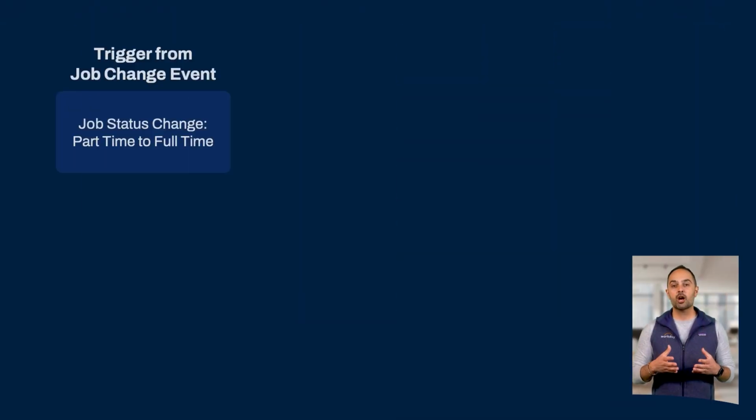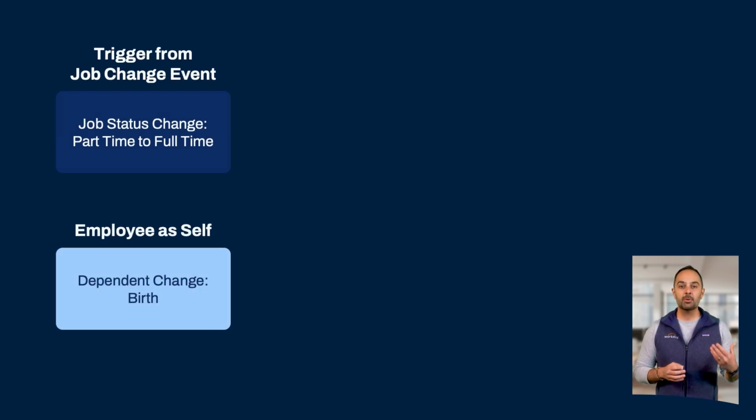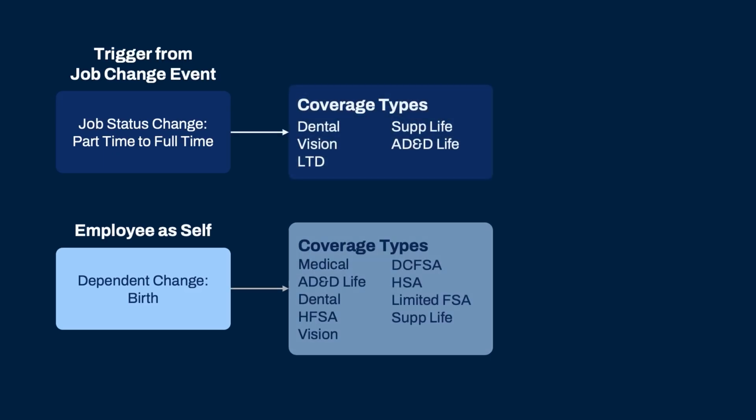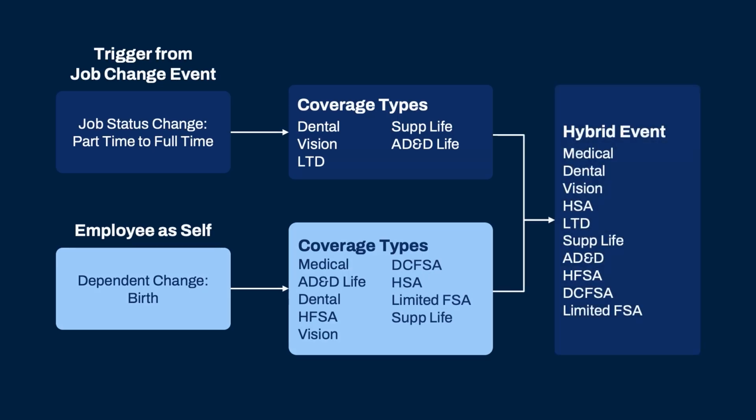In this example, a job change event initiates a benefit event. An employee gets a promotion from part-time to full-time employment. On the same day, the employee initiates a dependent change transaction because they just had a child. Both events route a task to the employee, allowing them to make their election changes. The employee doesn't receive two separate tasks. Instead, these two events become a hybrid event and are combined into a single task. This one event includes all of the coverage types that the benefit administrator configures to open for both event types.